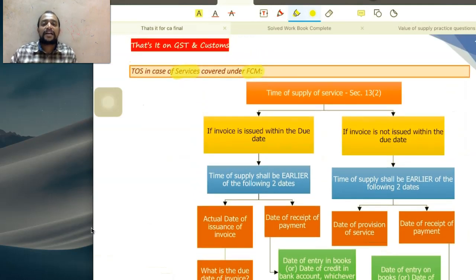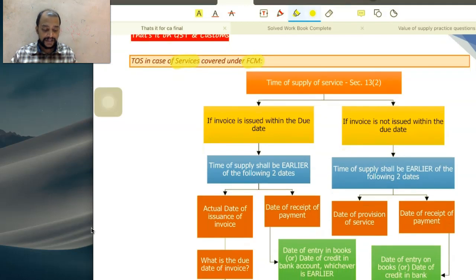Time of supply in case of services covered under FCM. We need to first check whether invoice is issued within the due date or not. If invoice is issued within the due date, then invoice date or payment date, whichever is earlier. Which invoice date? Due date of invoice or actual date of invoice? Actual date of invoice. Invoice date or payment date, whichever is earlier.